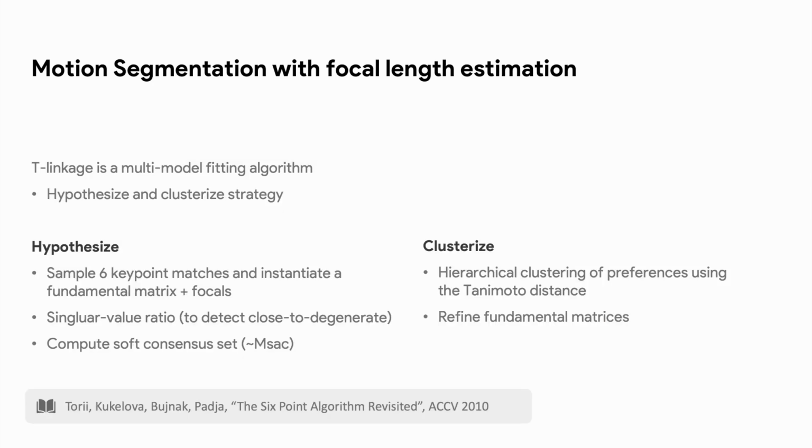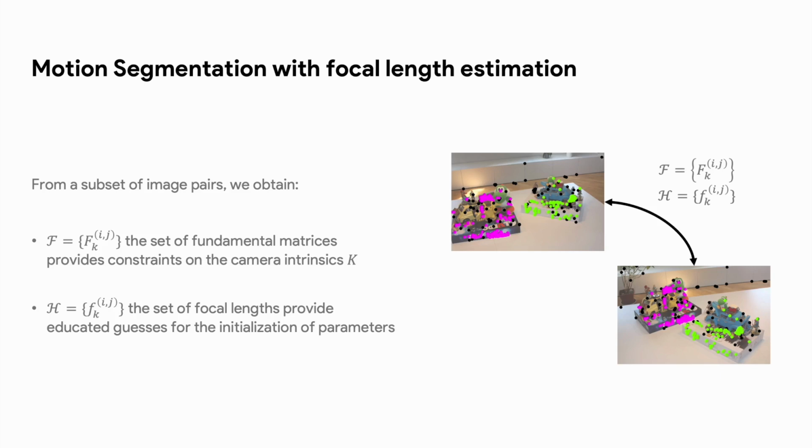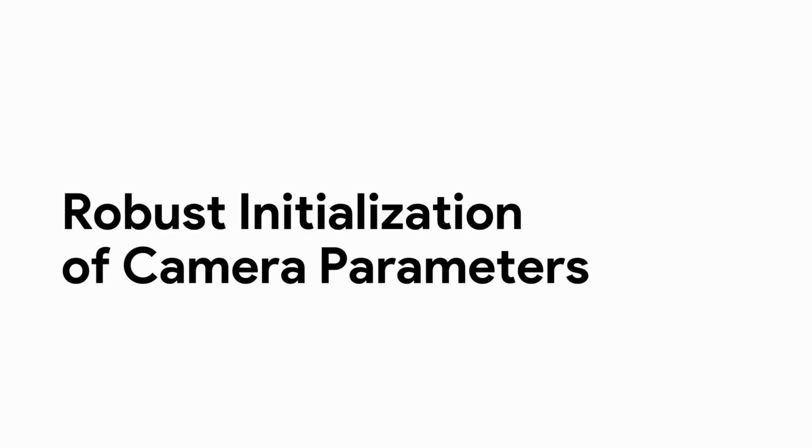T-linkage is a multi-model fitting algorithm that uses a hypothesize and clusterize strategy. We augment T-linkage with the 6-point algorithm to obtain not just fundamental matrices from the multiple motions, but also tentative focal length values. These are used in order to derive ranges of likely focal lengths for our scene. So for a subset of image pairs, we obtain a set of fundamental matrices, one for each motion, which provide constraints on the camera intrinsics, and also a set H of focal lengths that provide educated guesses for the initialization of parameters of the camera.